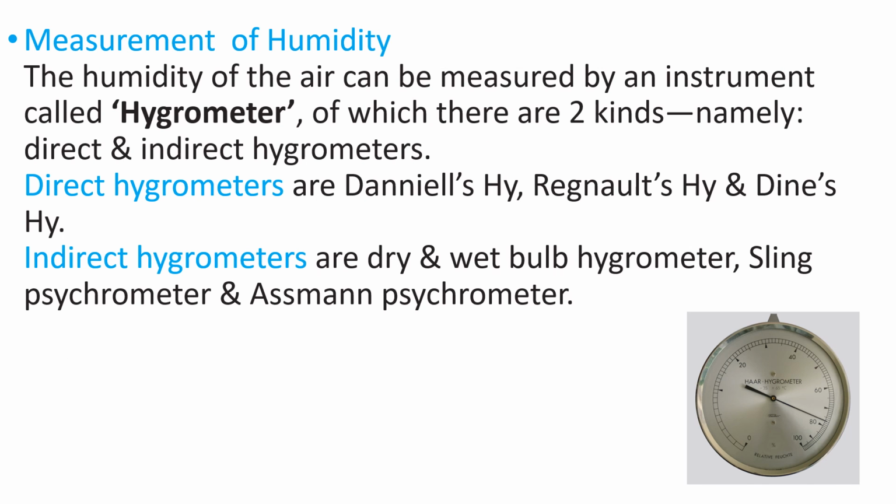Measurement of humidity. The humidity of air can be measured by an instrument called a hygrometer, of which there are two kinds, namely direct and indirect. Direct hygrometers are Daniell's hygrometer, Regnault's hygrometer, and Dines hygrometer. Indirect hygrometers are the dry and wet bulb hygrometer, sling psychrometer, and Assmann psychrometer.